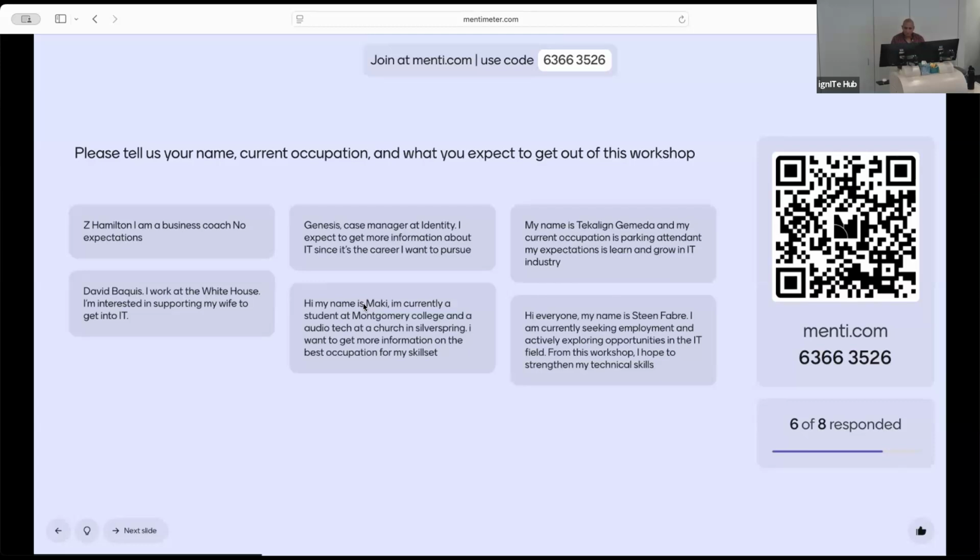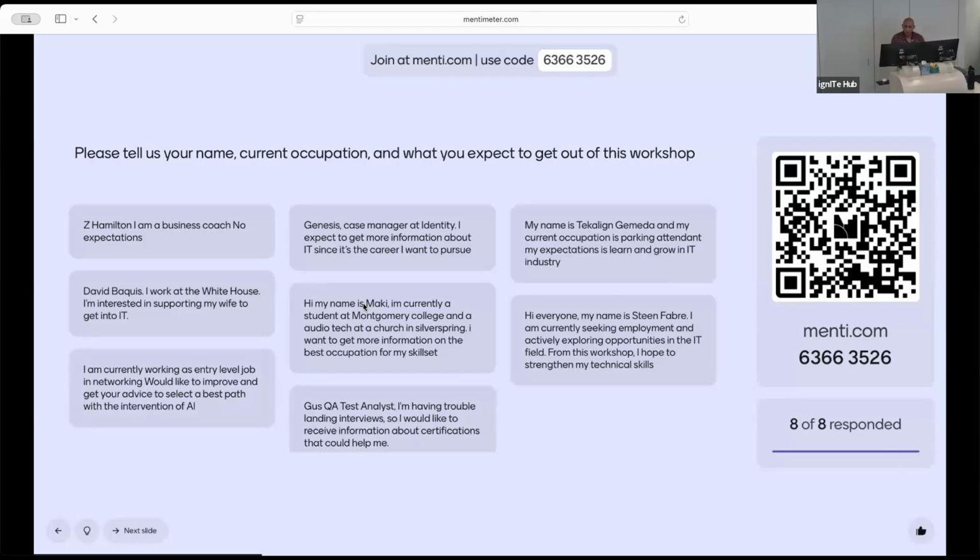Maki, a student at Montgomery College and an audio tech at church. Okay. More information, the best occupation for your skill set. Oh, that's very good. All right. Yeah, we're definitely going to be talking about hard and soft skills. So very good. Steam, sorry. Seeking employment and actively exploring opportunities in the IT field. Hope to strengthen technical skills.